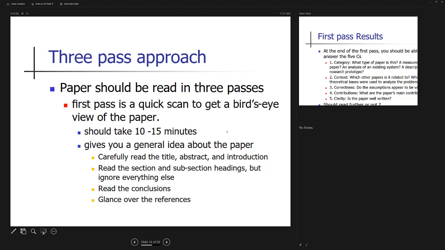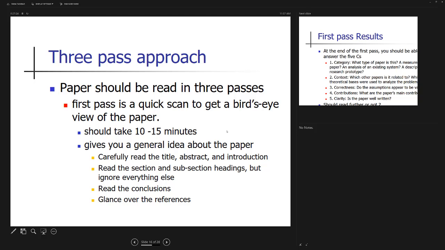Read the section and subsection headings. Just go through the headings. Okay, what headings did he give? For example, he says experimental setup, implementation. If there is a section or subsection on implementation, you will have something in mind: that guy has implemented it in a real test bed, or in a real cloud, or in a real lab, or on real equipment.